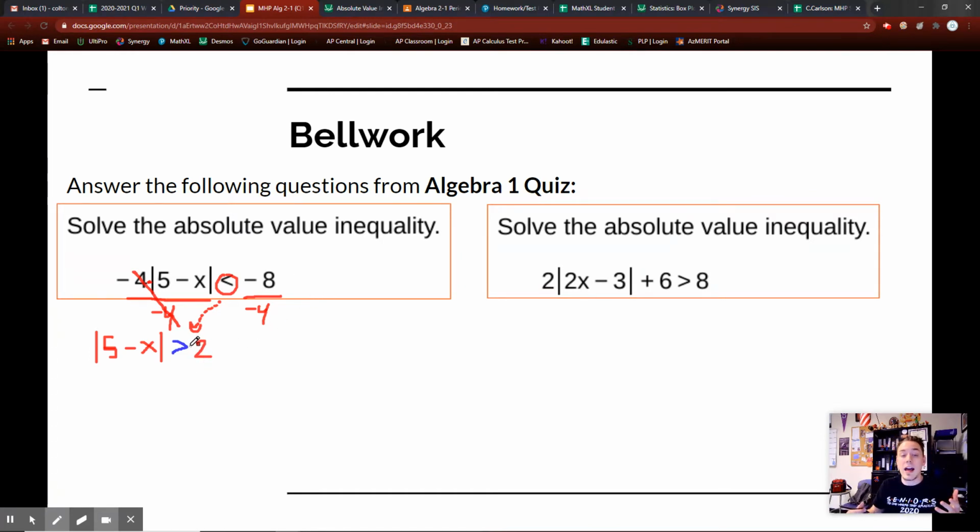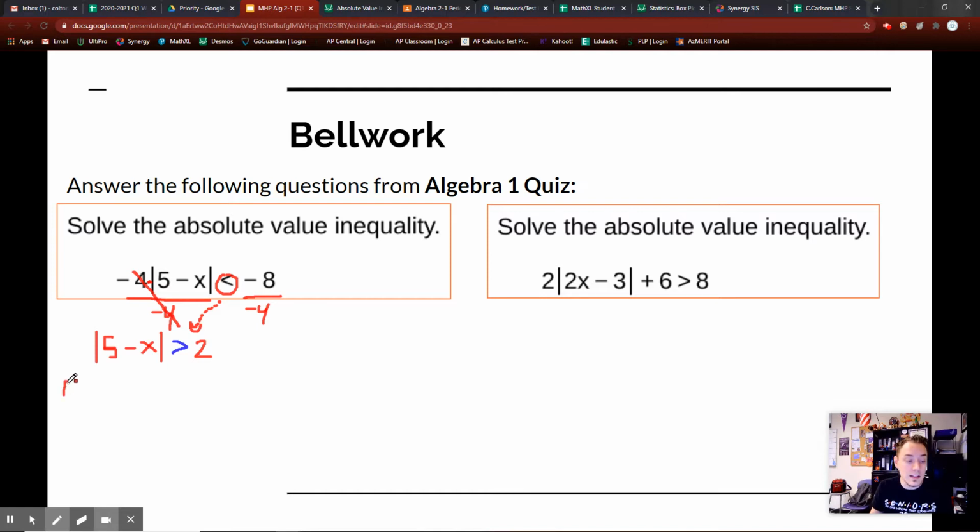So now we have to ask, okay, great. We flip the sign, we divide by the -4. Is the absolute value part isolated? And we can say, yes, it is isolated. The absolute value of 5 minus x is by itself on the left side. We're solid. So now what do we do?